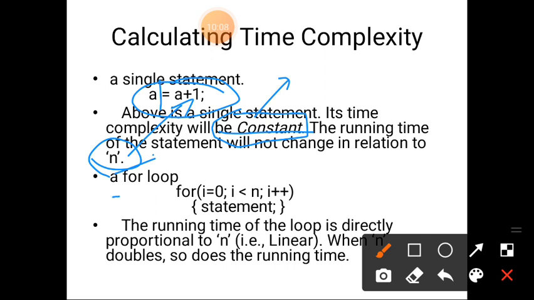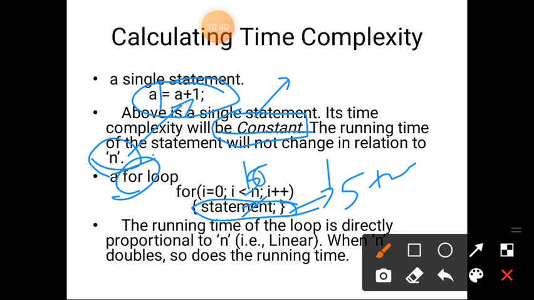When we consider a for loop, here we are considering for i is equal to 0, i less than n, i plus plus, then a statement. Here what is the time complexity? How many times will this statement be executed? Suppose n is equal to 5, then this statement will be executed 5 times. If the input size n is 10, then the statement will be executed 10 times. So if the input size is n, it will be executed n times.